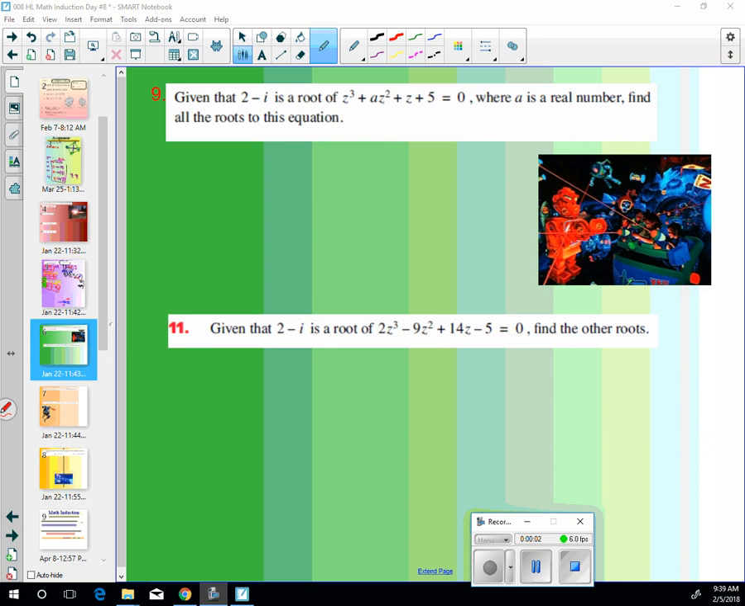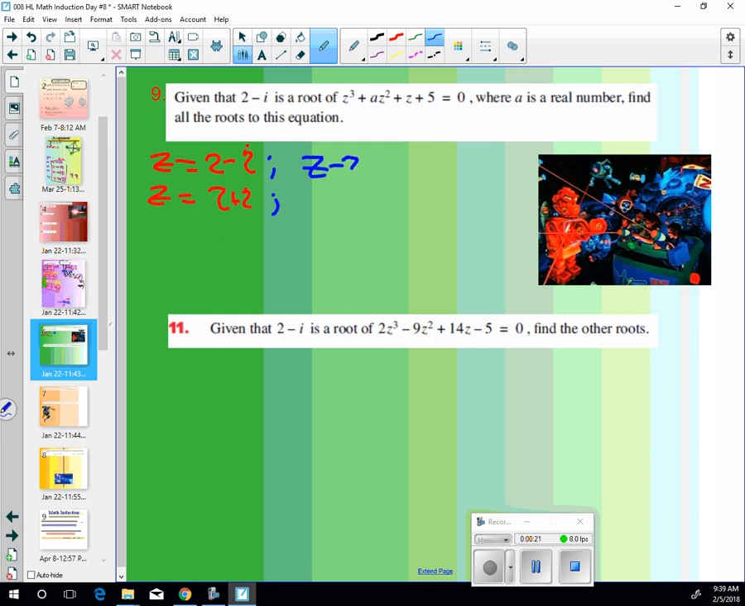To keep things moving here, it says, given that one of the roots is z equal to 2 minus i, they even said it was a root, what will the other root be? 2 plus i. So while we're at it, let's make factors out of these.